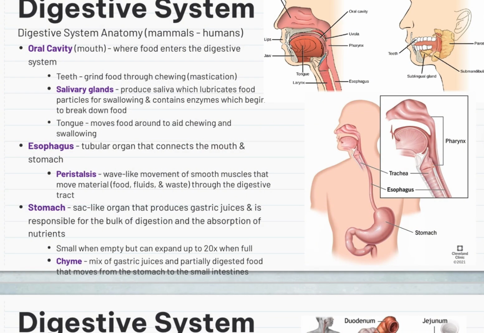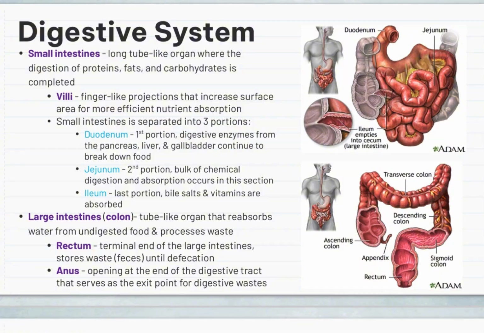And then chyme is a mix of gastric juices and partially digested food, which moves from the stomach to the small intestines and further down the digestive tract. The small intestines are the long tube-like organ where the digestion of proteins, fats, and carbohydrates is completed. The villi, think about microvilli, but this is bigger, are the finger-like projections that increase the surface area for more efficient nutrient absorption. The small intestine is separated into 3 portions.